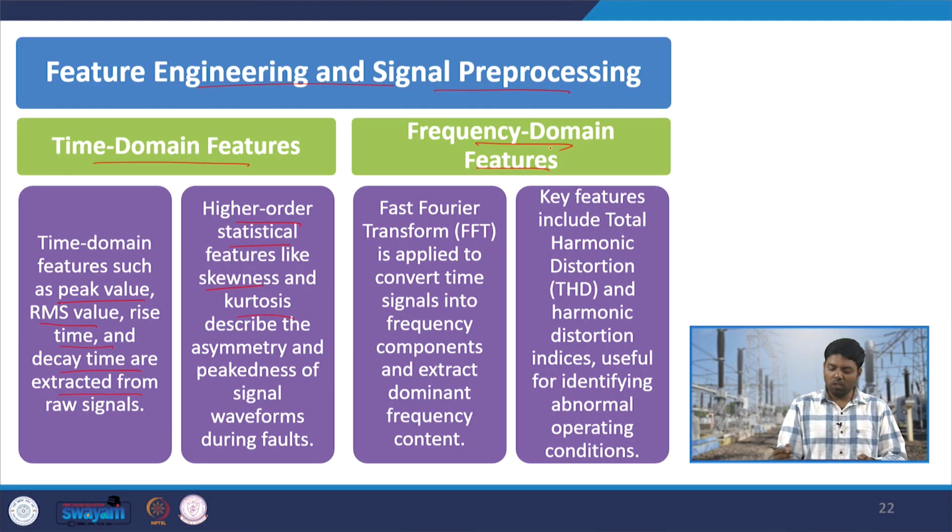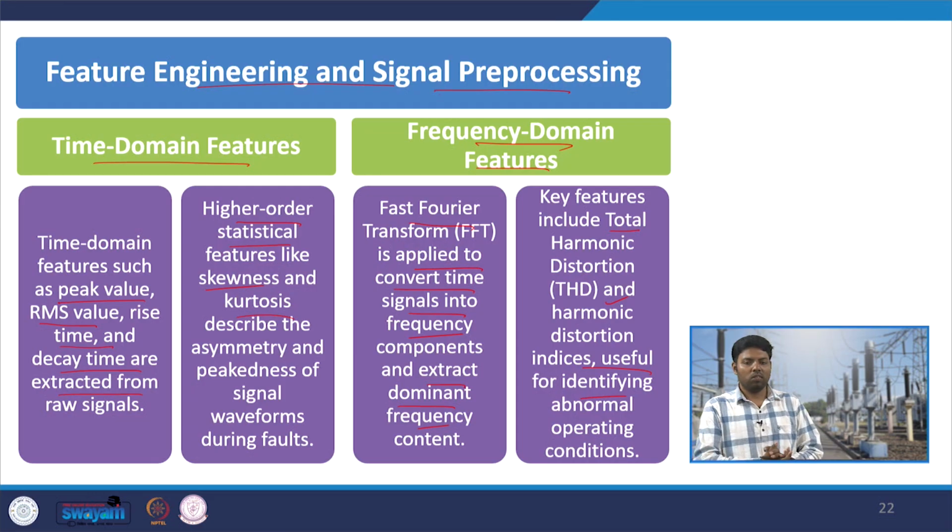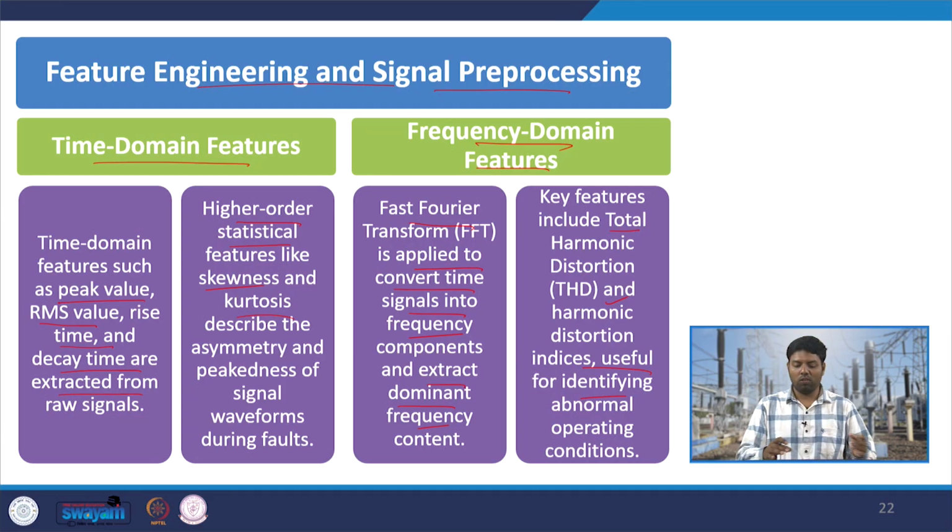And in the frequency domain, we apply the fast Fourier transform to convert the time signal into the frequency components and extract dominant frequency content. Similarly, we can get total harmonic distortion and other useful frequency features that can be used for your protection or classification algorithm.